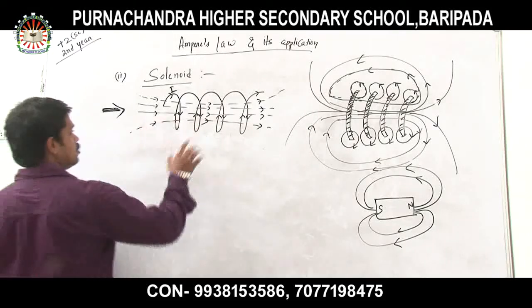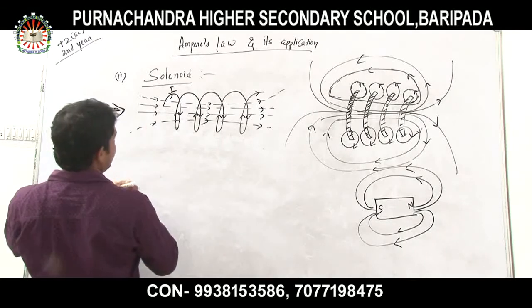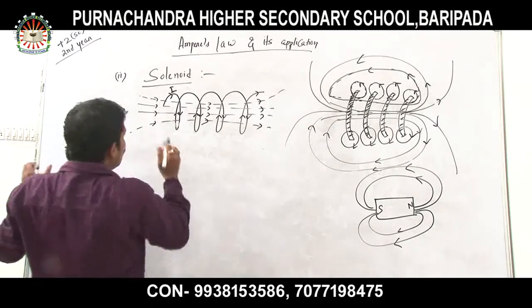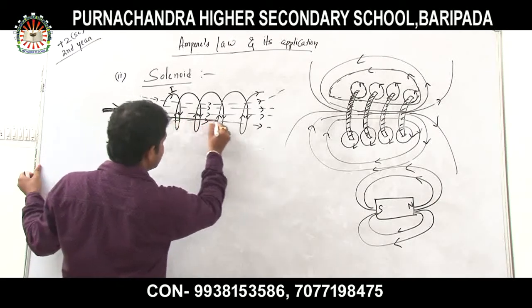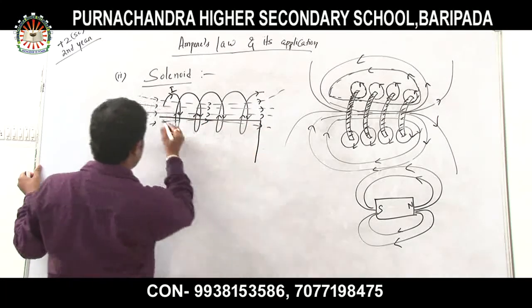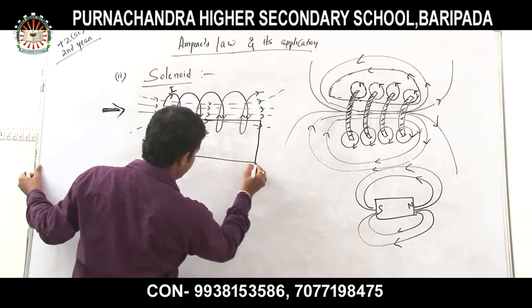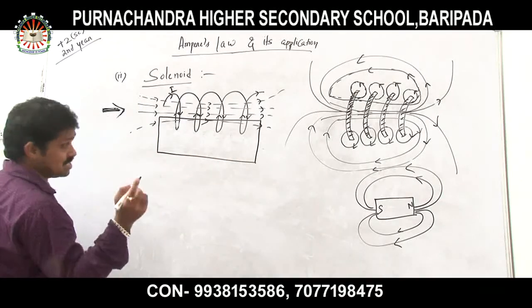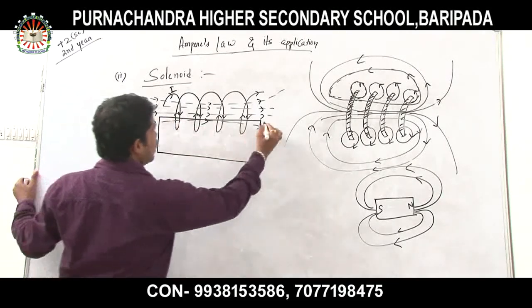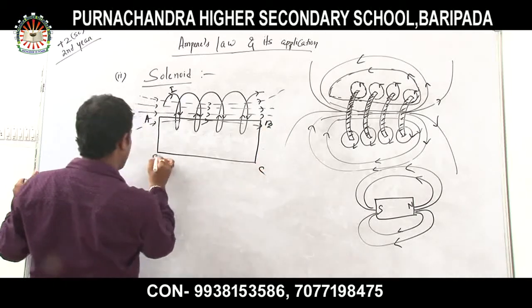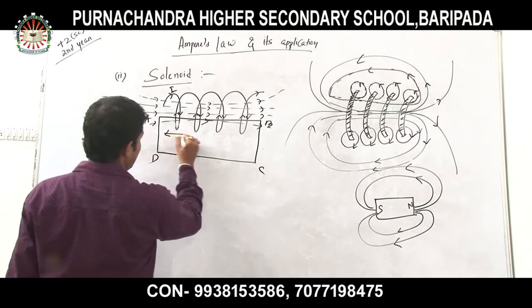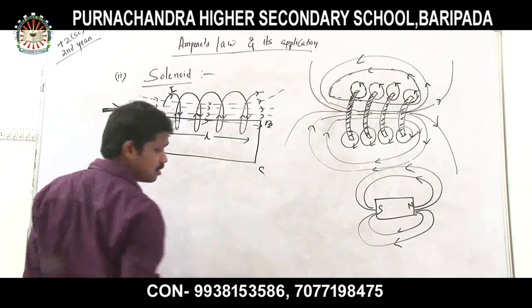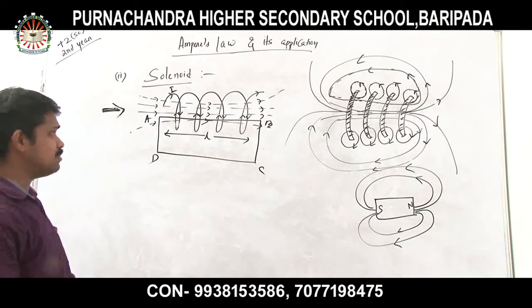Okay, so now let us find out the magnetic field due to this solenoid. For this, I have to follow a similar process: I have to take an Amperian loop. So let us take an Amperian loop. This is my Amperian loop, which is an imaginary loop. Let us name it A, B, C, D. Clear? And let the length of the solenoid be L.